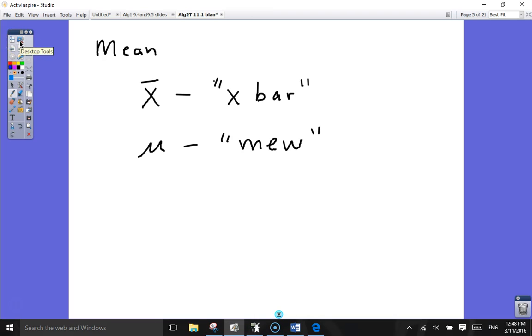So when you're calculating the mean, you're going to see two different ways to represent the mean, right? In the book and in the calculator, they use X bar, right? X with a bar on the top means the mean, okay?